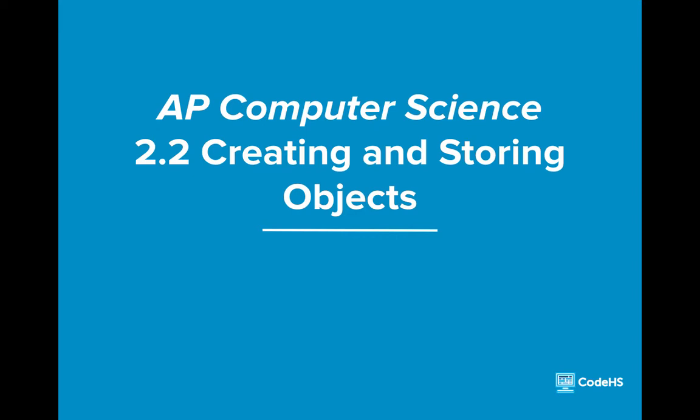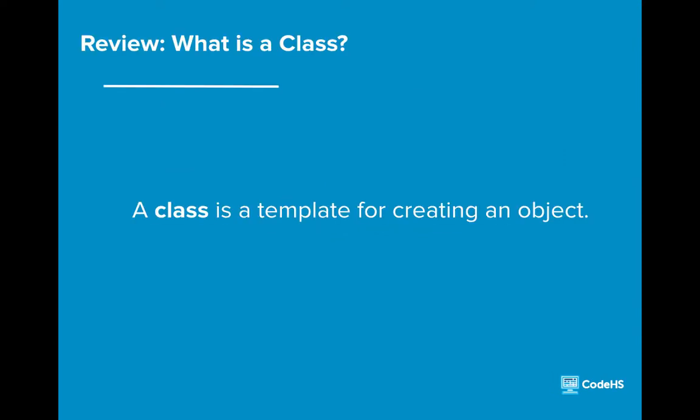Hi, in this lesson, we're going to look at how objects are created and stored. Let's go. In the last lesson, we learned that a class is a template for creating an object. A class is a template that holds information about what the class object's state and behavior can be, and how objects can be used in programs.